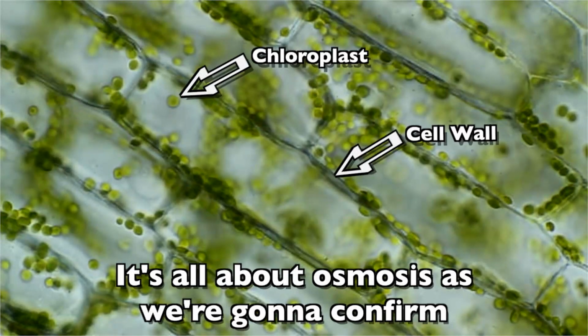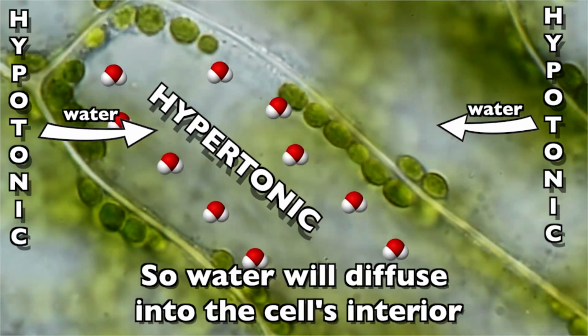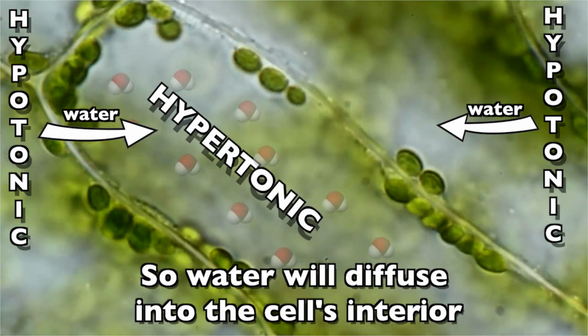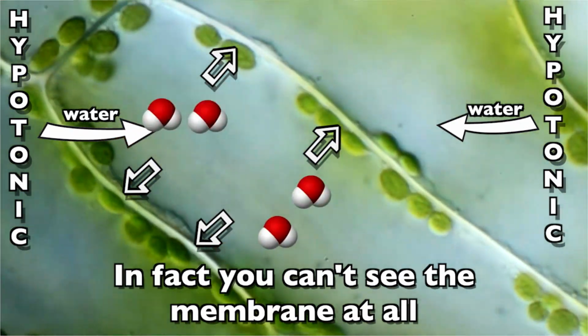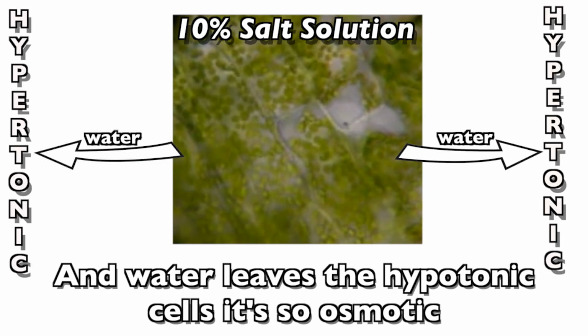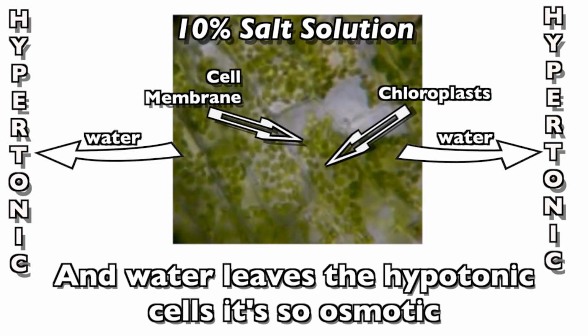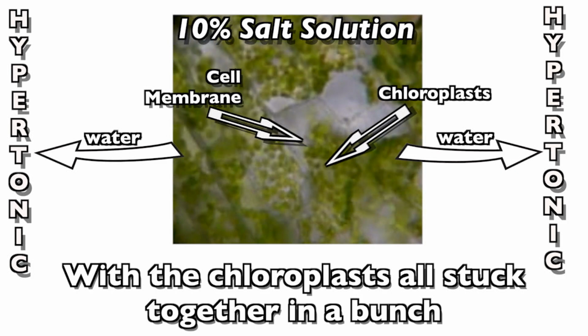It's all about osmosis, as we're gonna confirm. See, the cells are hypertonic to their watery exterior, so water will diffuse into the cell's interior, expanding the membrane, pushing it against the wall. In fact, you can't see the membrane at all. But add some salty water so the outside's hypertonic, and water leaves the hypotonic cells, it's so osmotic. Membrane leaves the wall, the cells inside the scrunch, with the chloroplast are stuck together in a bunch.